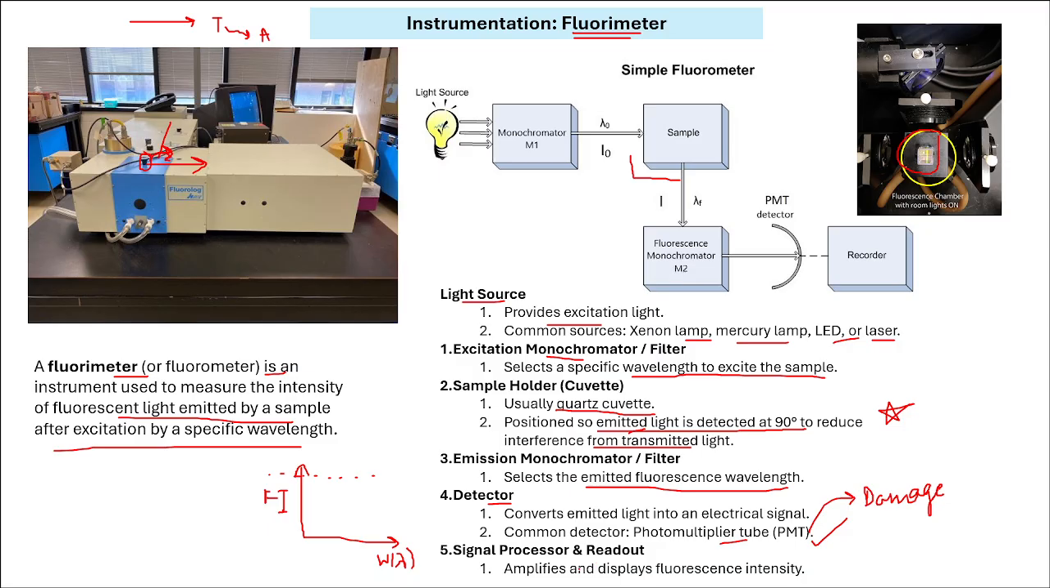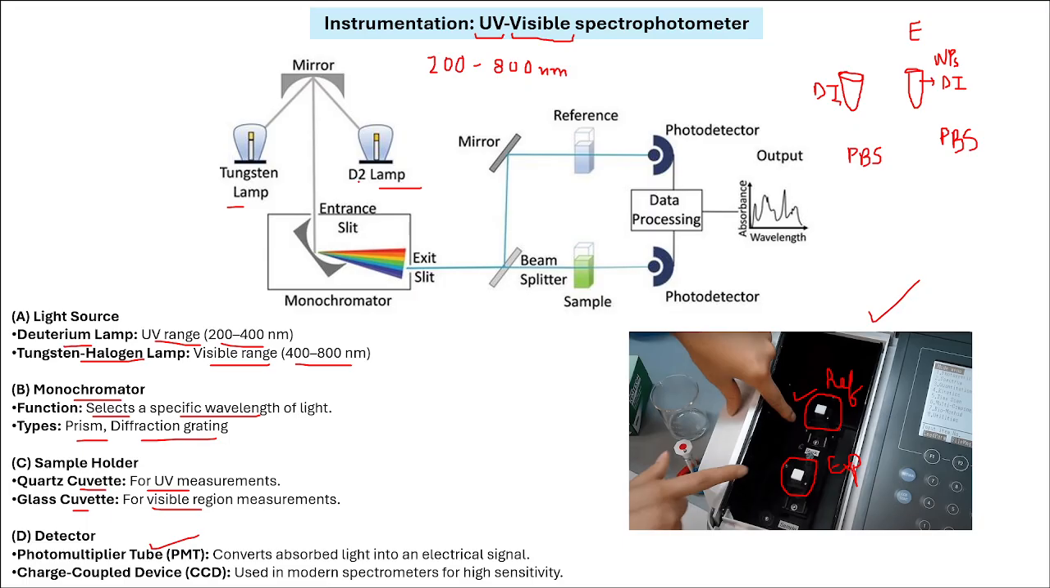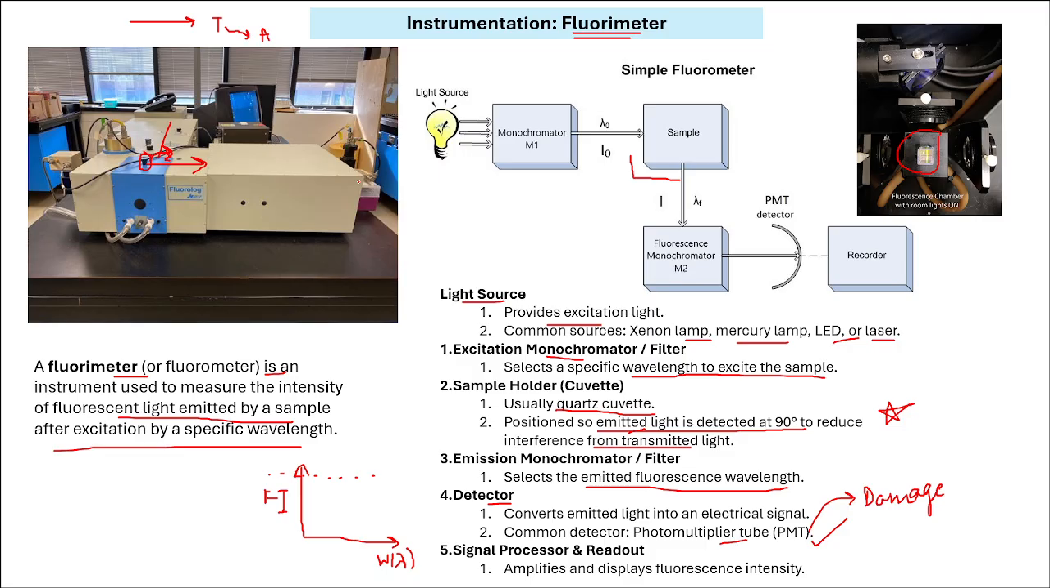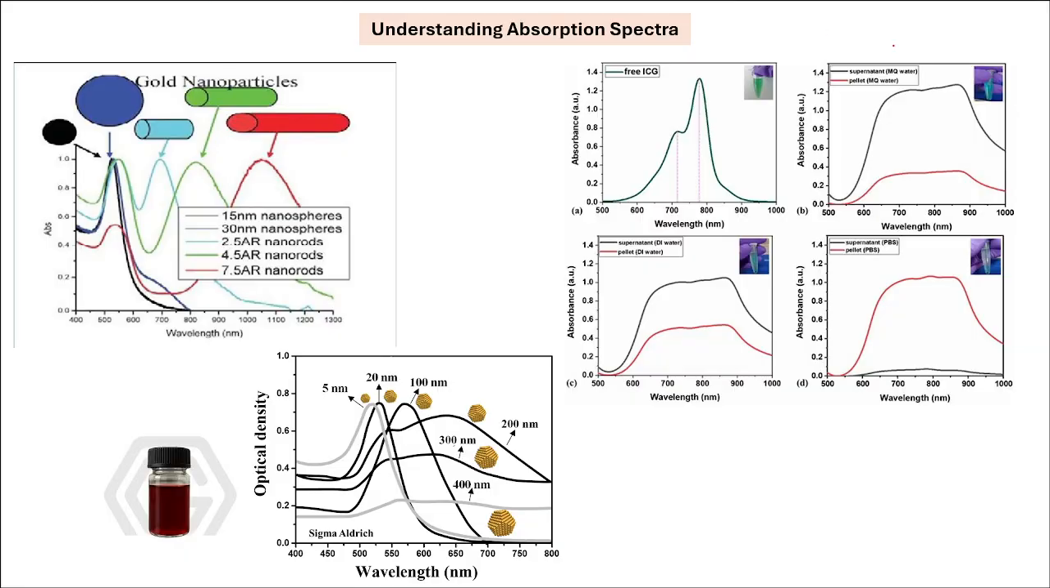Signal processors and readout amplifiers are common. So far we have seen the instrumentation for the UV-visible spectrophotometer, and the key differences between the UV-Vis spectrophotometer and the fluorimeter that we use to record fluorescence emission. Now, let's understand absorption spectra of different molecules.